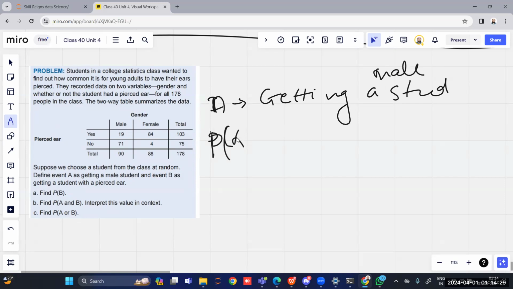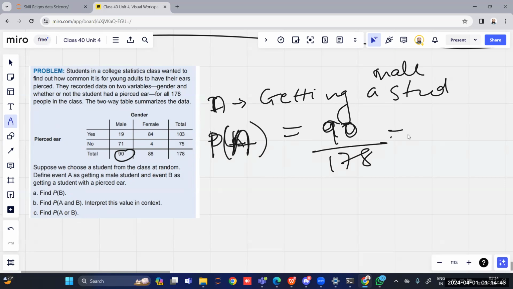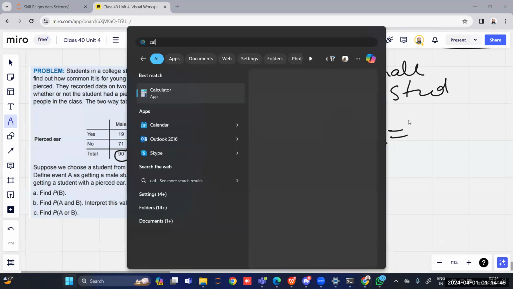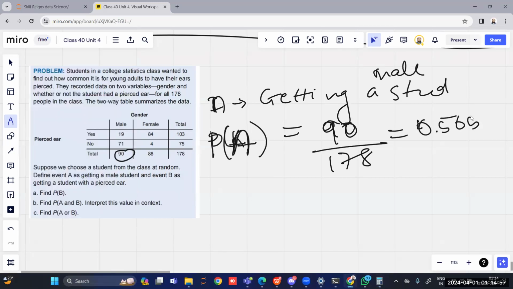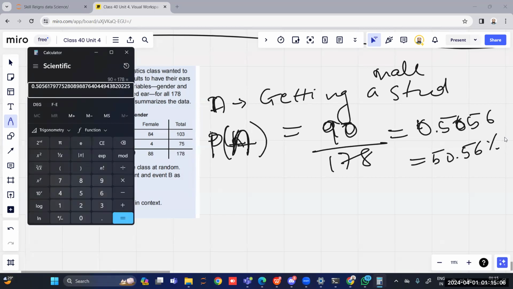Probability of A will be male. How many males are there? Total males are 90, correct. It will be 90 upon the total number, 178. I'll do the calculation here: 90 divided by 178 is 0.5056. It is around 50.56%. Yes, correct.